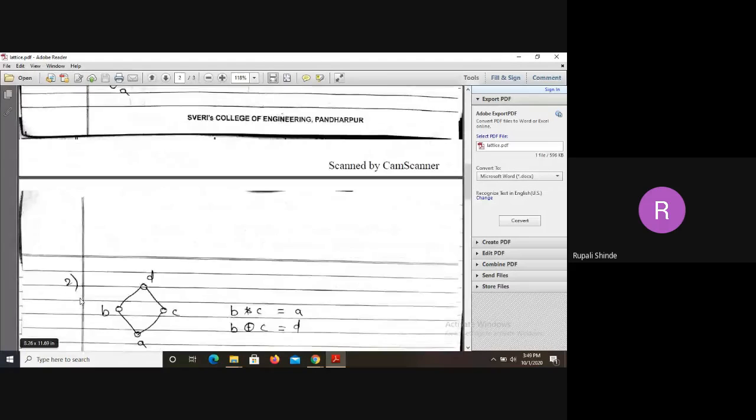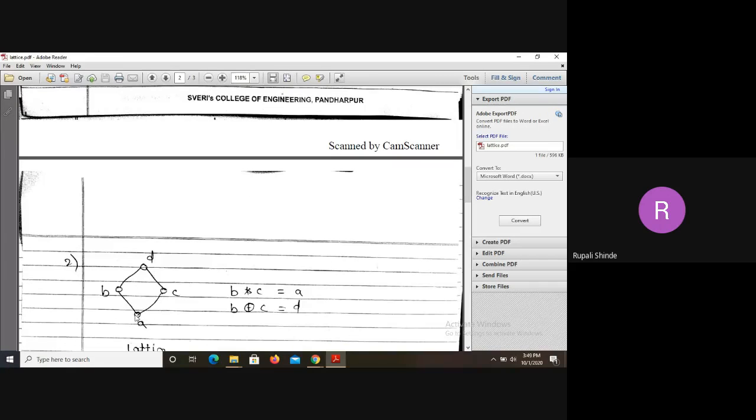Now, check the second diagram. Here in this diagram, four elements are there: A, B, C, D. Again, if you consider the pair of elements AB, then the greatest lower bound is A, the least upper bound is B. If you consider AC, then the greatest lower bound is A, the least upper bound is C. Likewise, this can be done for every line, that is AB, AC, CD, BD, likewise.